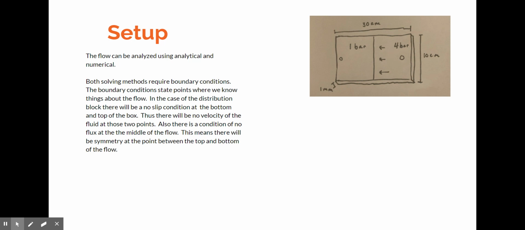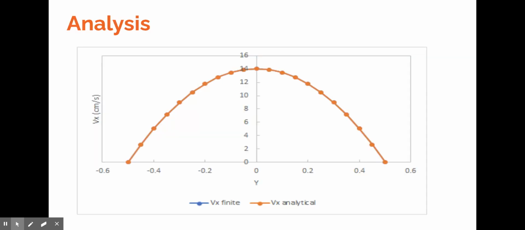Also, another boundary condition we know in here is because it's pressure driven, we know there will be symmetry, meaning at the midpoint of the flow, there will be no flux, meaning the change in velocity in the y direction will be zero. And using those two boundary conditions, we can set up the velocity profile. This is going to be the velocity profile that will result.